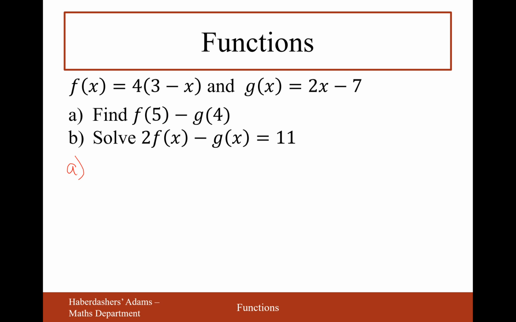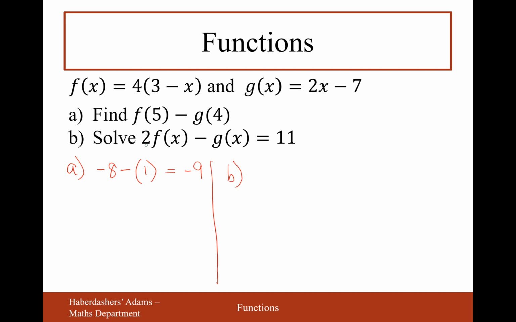Okay, so for part A, we need to find f of 5, putting 5 in, and g of 4, putting 4 in, and then subtracting the 2. So put 5 in, that'll make it 4 times 3 minus 5, which is minus 2. 4 times minus 2 is minus 8. Then we're going to take away, putting 4 in, that'll be 8 minus 7, which is 1. So it'll be minus 8, take away 1, that makes it minus 9.